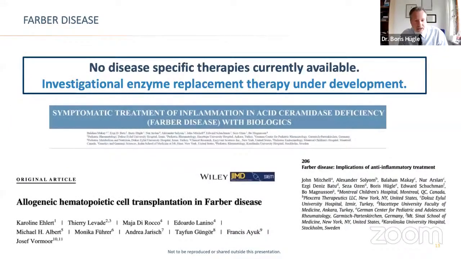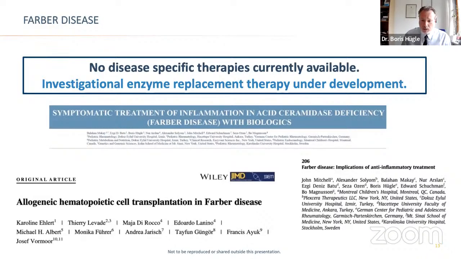So, of course, when you have made the diagnosis of Farber's disease, you sit down with the parents and they ask you, what can we do? And the textbook answer, unfortunately, is pretty much nothing. Right now, there are no disease-specific therapies available. There have been some successes with stem cell therapy, and we did have patients with a moderate phenotype who did quite well. However, this is not an option for patients with the early form.